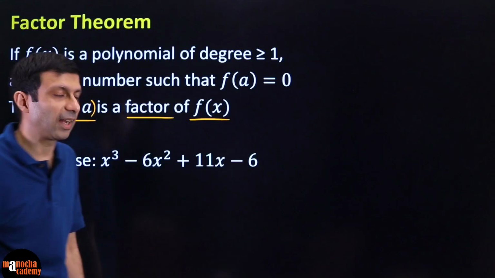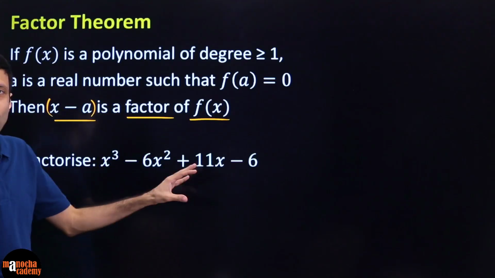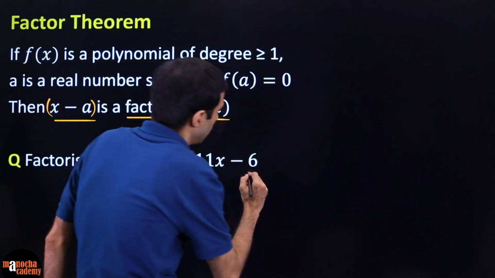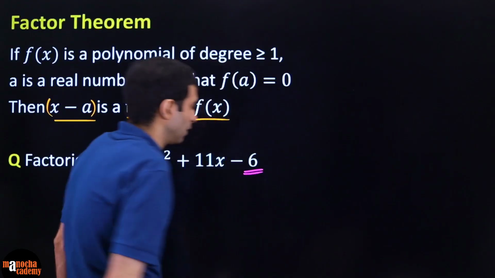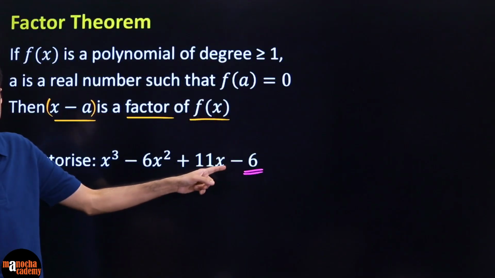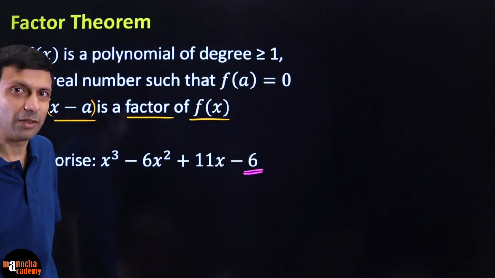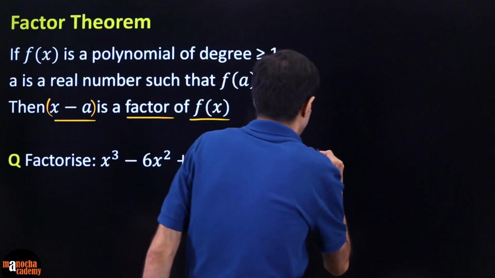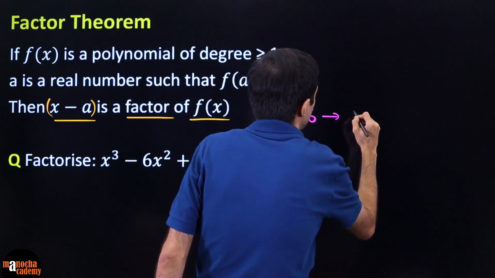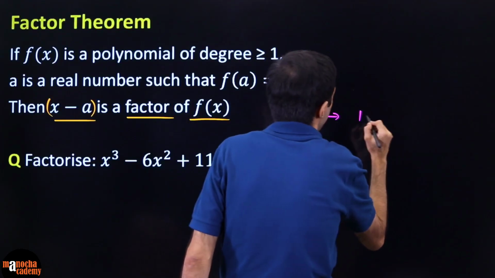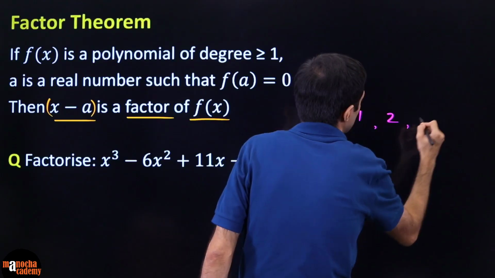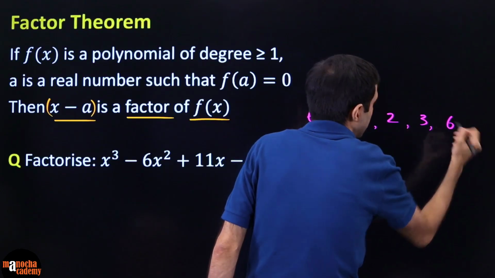which goes something like this, that if you're given a polynomial like this, look at the final constant given to you. The constant you can see is 6 here. Can you guys tell me what are the factors of 6? So what are the factors of 6? 6 we can write as the factors 1, 2, 3 and 6.